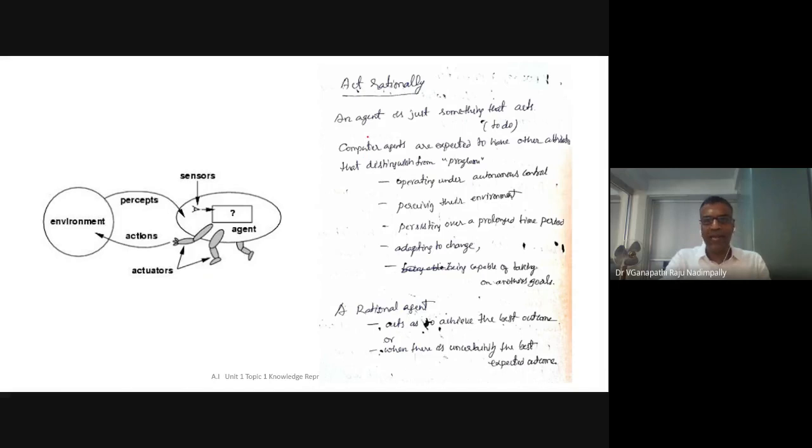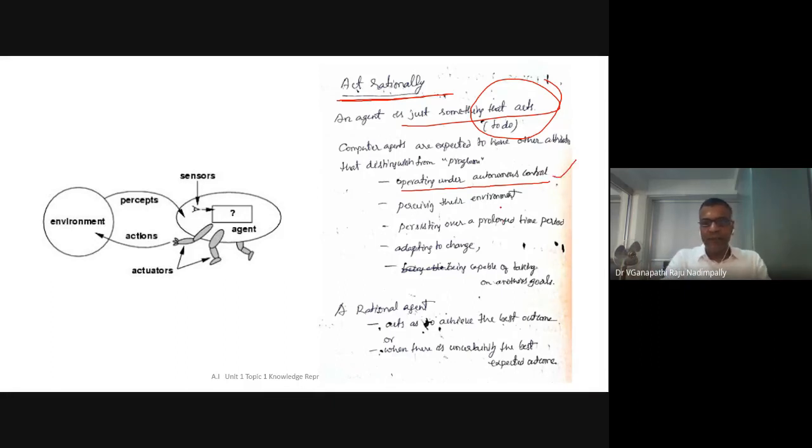Now, let me slowly enter into the meaning of acting rationally. An agent is just something that will do something. Whatever the agent, you can call it X agent, Y agent, or Z agent, it will always do the right jobs. Now, what are the basic characteristics of agents? Operating under autonomous control. Agents should not rely on other agents. Every agent has to perform its jobs, without any control, and manage everything. That we call autonomous control.